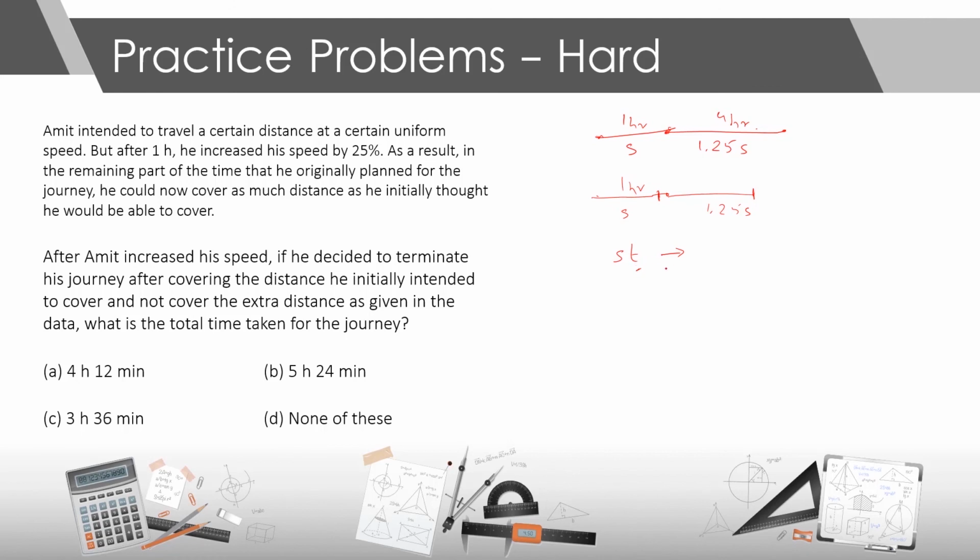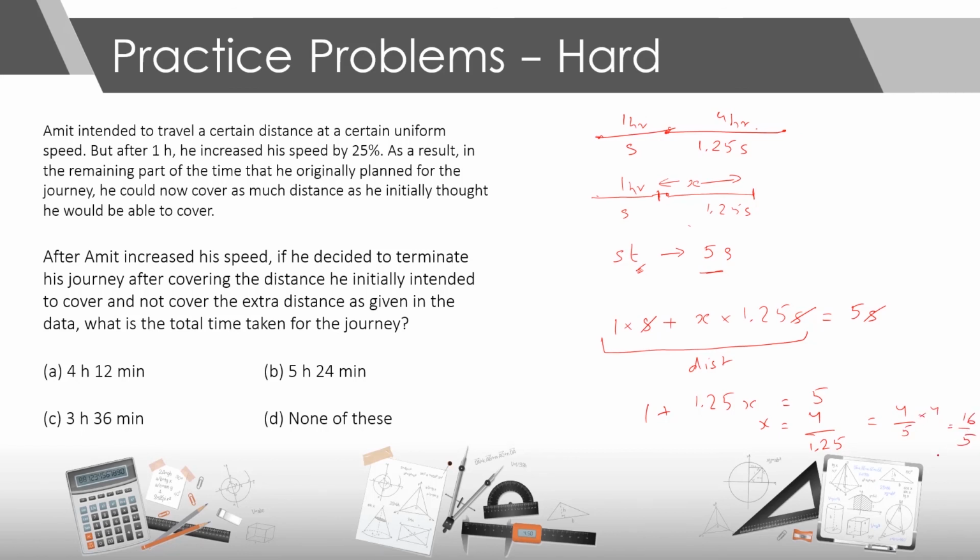So, we will take a variable here. Originally, we have found out that T was 5. So, the total distance that he had to travel is 5S. Now, after 1 hour, suppose he walks for X time only. So, for 1 hour, he moves at S speed, and then for X hours, he moves at 1.25 S, and this entire distance is equal to ST, which was 5S. Now in this equation, if we cut out all the S's, we can find out X. So X is equal to 4 by 1.25. So this is 3.2. That is 3 hours and 12 minutes.